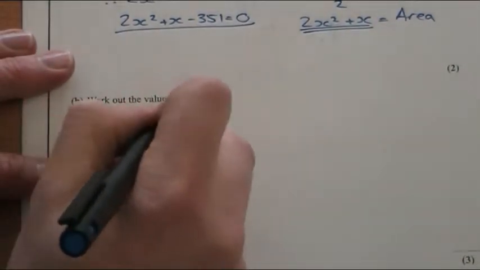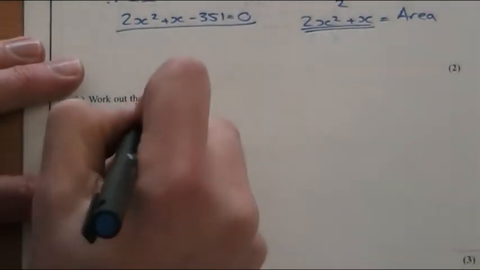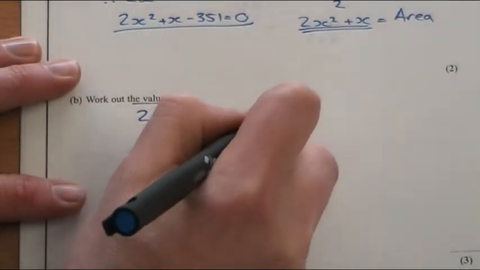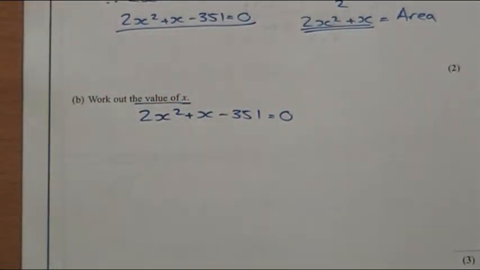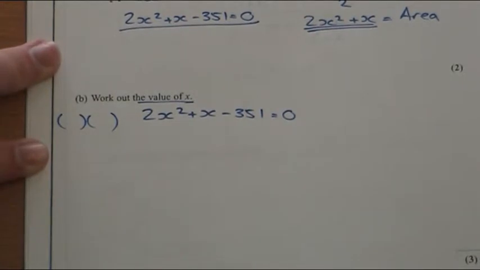Now in 22b they're asking us to work out the value of x. So here we have this. So we're asked to solve it basically. Now to solve a quadratic you can do your normal factorising, but I don't fancy working out the factors of 351. So what I mean by that is we can factorise it using this method.